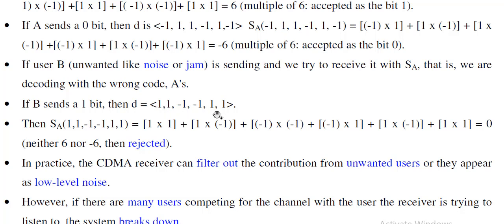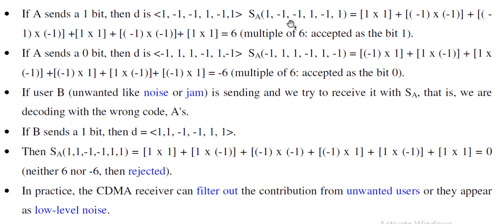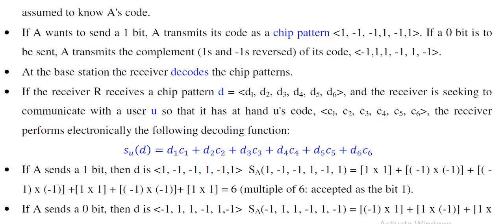So when we do the multiplication, which means the received data by the code of A, we'll end up with 1 by 1, 1 by minus 1, and so forth. We'll end up with a value different from 6 or minus 6, which is the value of 0. Here the receiver will know, since this value is different from 6 or minus 6, that this is noise or a jam, and the value will be rejected. So this is how the receiver gets immunity against noise or jam.